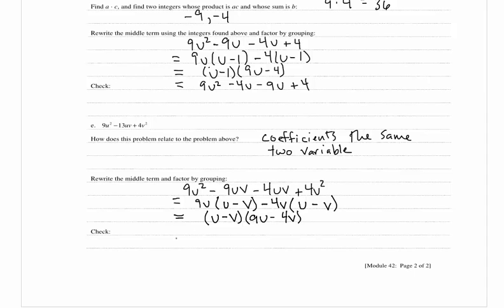And now they want us to check. So when we FOIL this back out, we get 9u squared minus 4uv minus 9uv plus 4v squared, which is the polynomial that we started with.